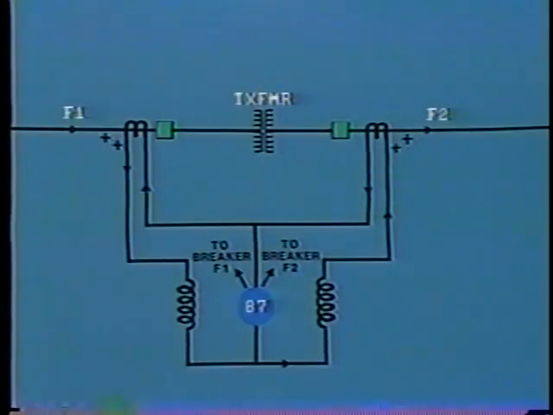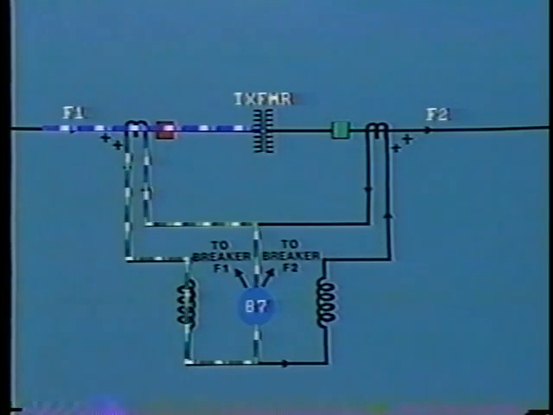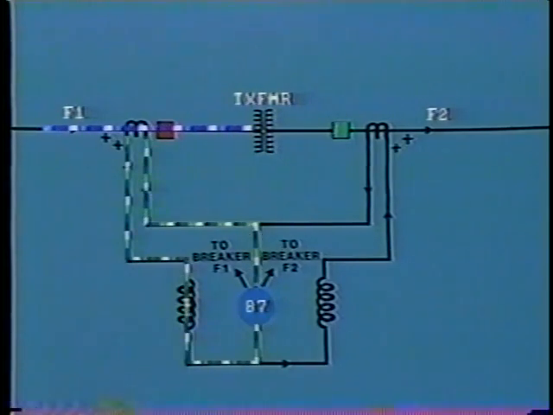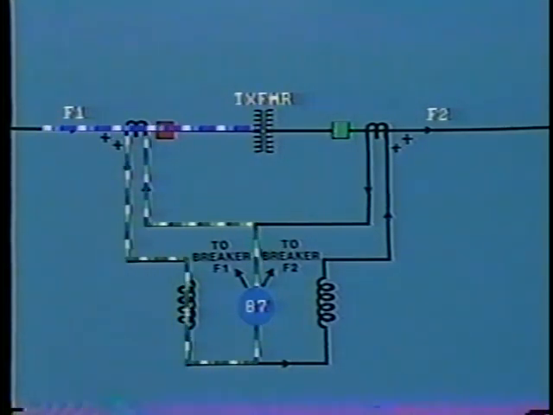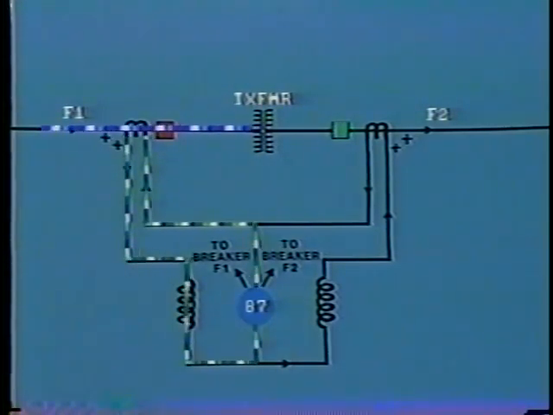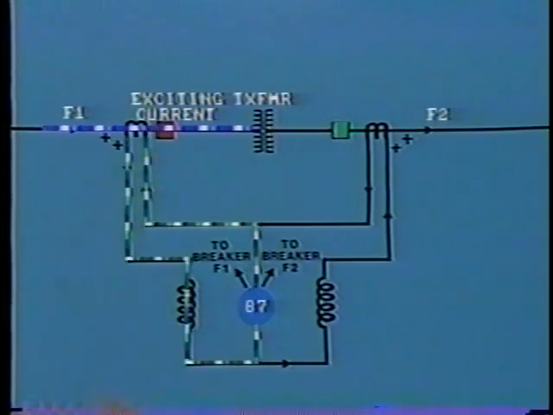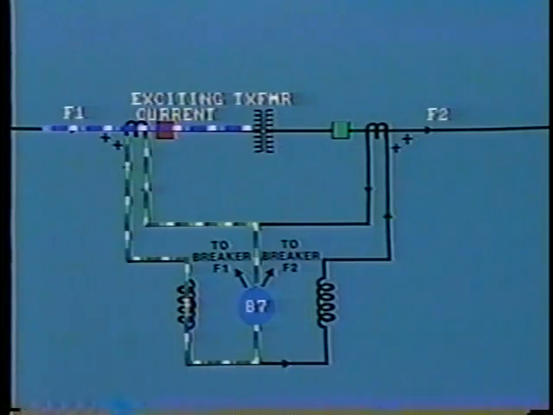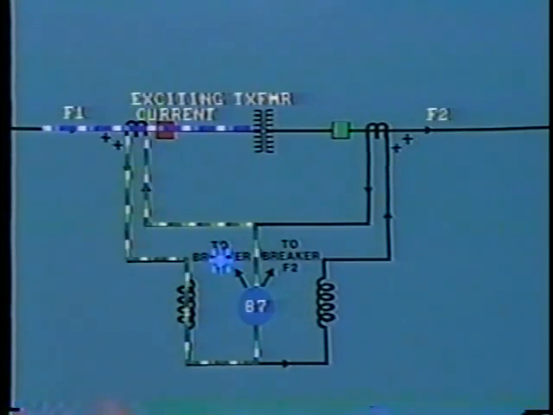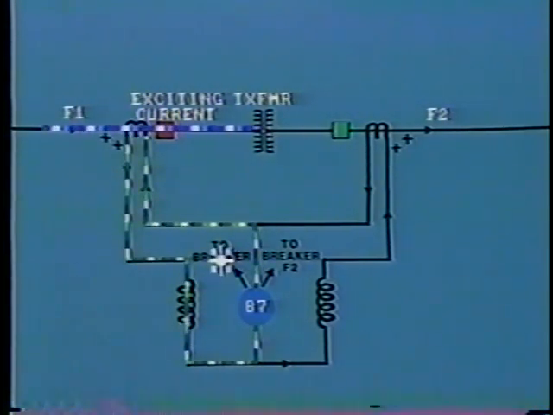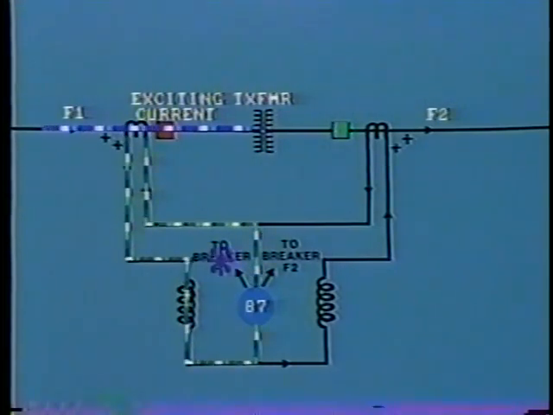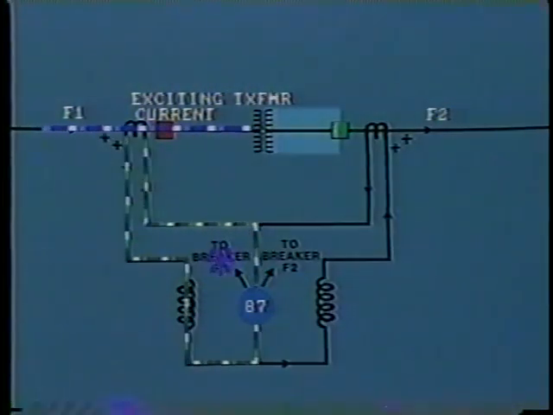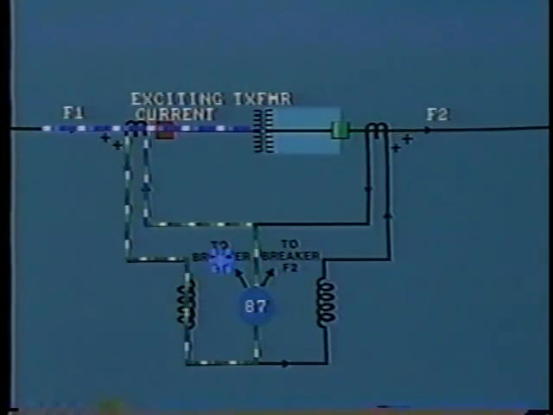Well, as you know, when a transformer is being energized, normally on the primary side first, a very high magnitude of current is drawn to magnetize the core. This is the exciting current. This inrush current may only last for a few cycles, but it could easily provide a false signal to the differential operating coil. After all, there is no current at all in the secondary of the transformer.